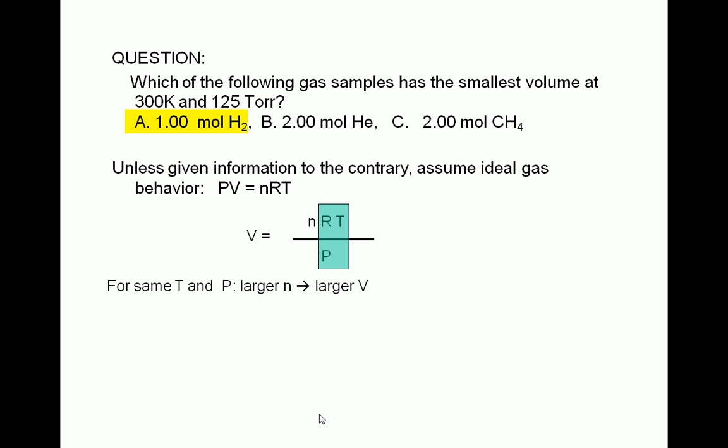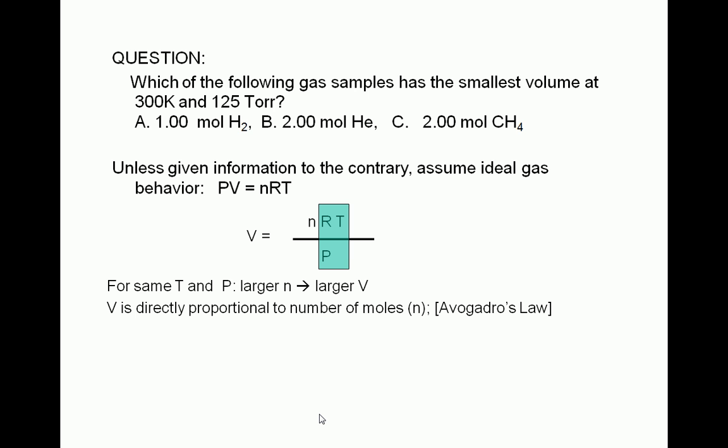It has the fewest number of particles, only 1 mole of hydrogen molecules, compared to choice B, which has 2 moles of helium atoms, and choice C, which has 2 moles of methane molecules.